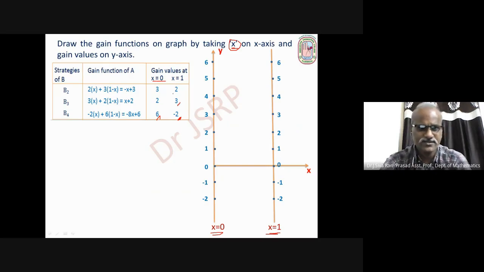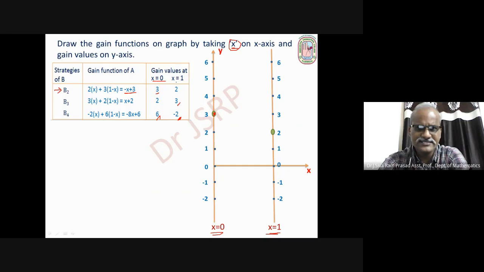Okay, right. First I draw the line corresponding to the second strategy B2. This is minus x plus 3. Okay. So when x equals 0, what is the gain? 3. Okay, that is the 0 comma 3 point. 0 comma 3 means on x equals 0, 3, this point. Okay. This is 0 comma 3.